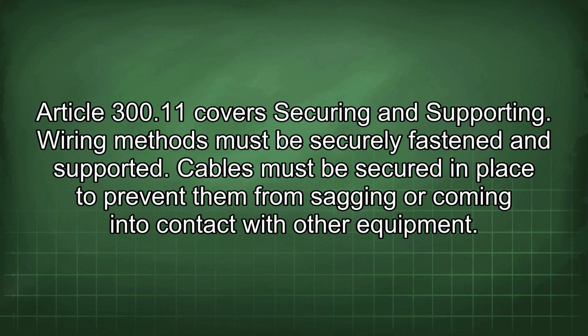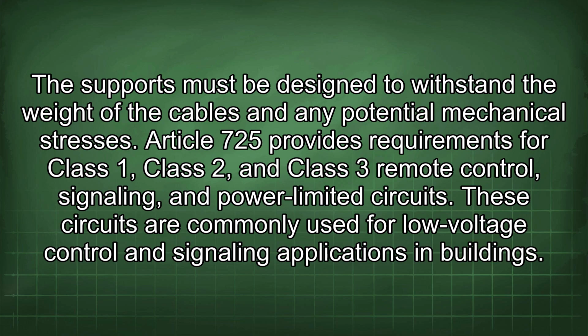Article 300.11 covers securing and supporting. Wiring methods must be securely fastened and supported. Cables must be secured in place to prevent them from sagging or coming into contact with other equipment. The supports must be designed to withstand the weight of the cables and any potential mechanical stresses.